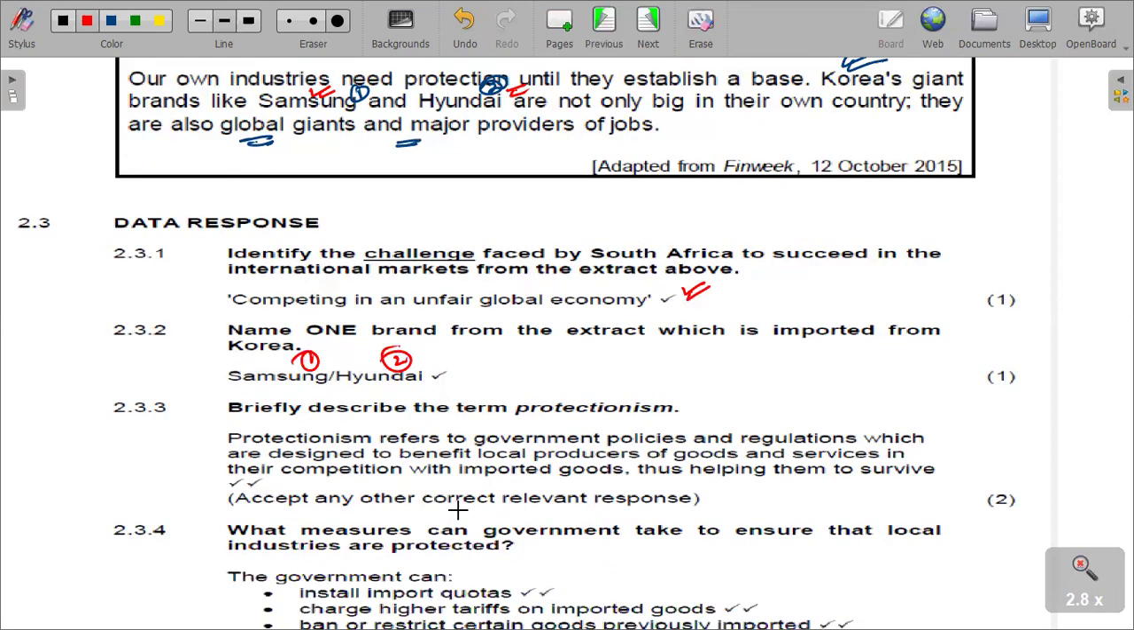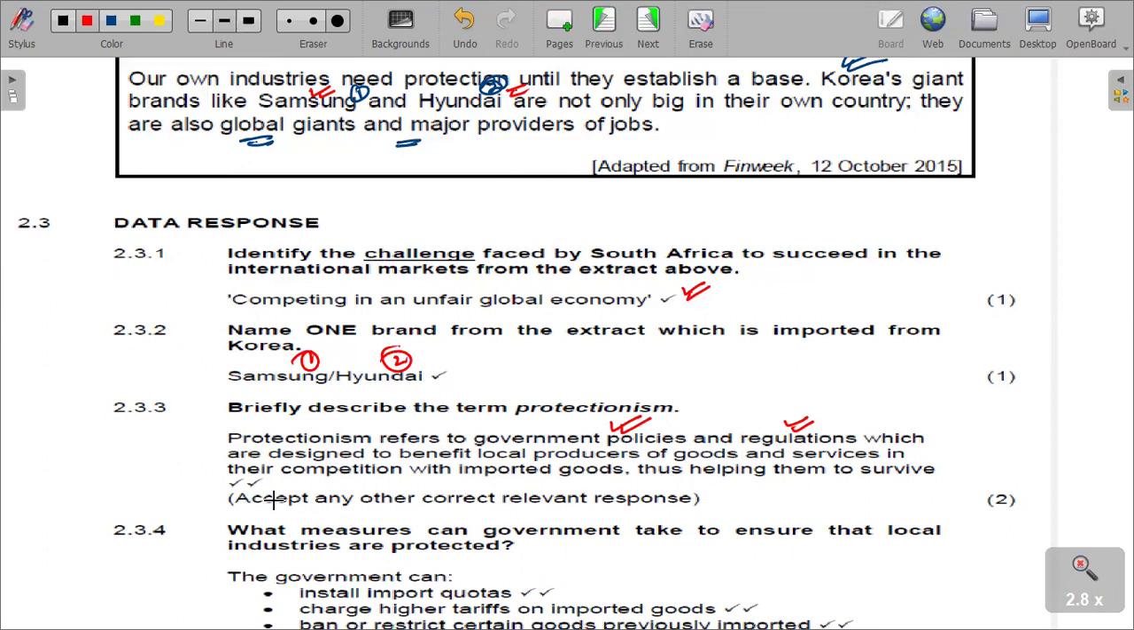And then, briefly describe the term protectionism. Protectionism refers to government policies and regulations which are designed to benefit local producers of goods and services in their competition with imported goods, which helps them to survive the competition.